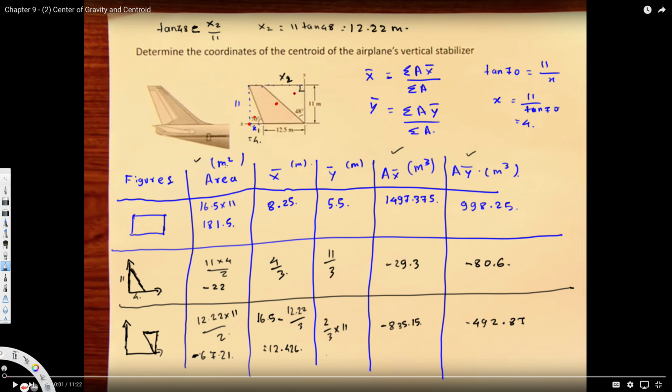Now we need these three informations, sum of these three informations, area, A x bar and A y bar, because that's what we are going to use in this equation, right? So let's calculate these values. If I calculate this value, this is going to be sigma A, 92.29. Remember, I am subtracting these two values from this one. So that's how I got this value right here. Then here is going to be sigma of A x bar, 632.92. And the last one is going to be sigma of A y bar, 424.38. Now I am ready to go.